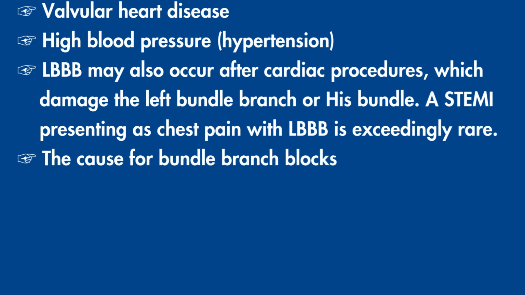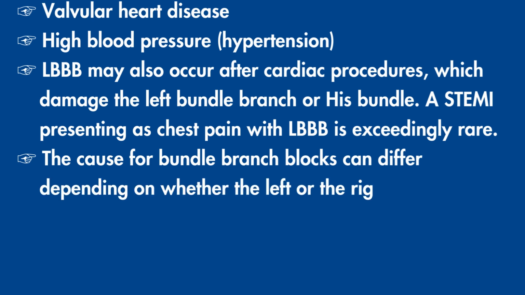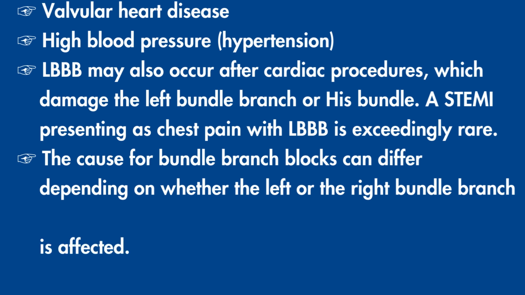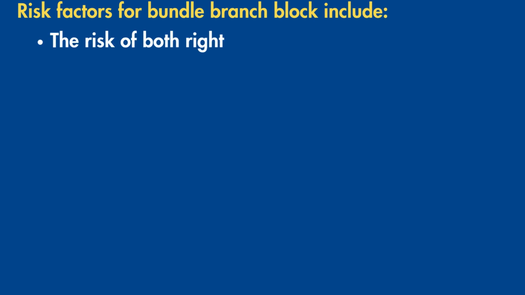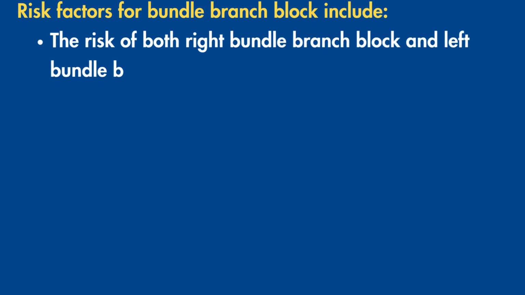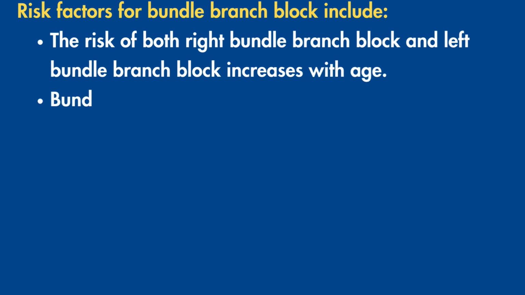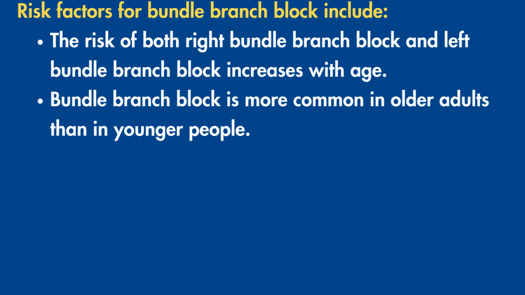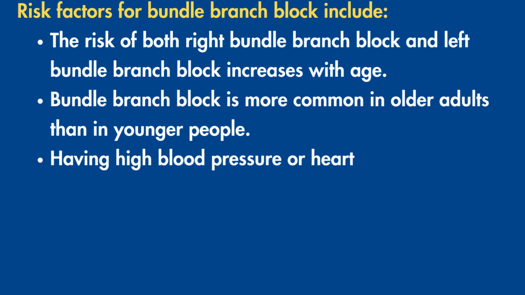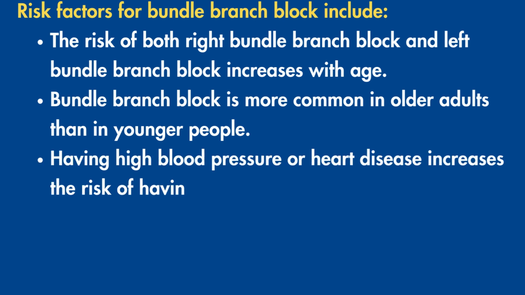The cause for bundle branch blocks can differ depending on whether the left or the right bundle branch is affected. Sometimes there is no known cause. Risk factors for bundle branch block include the following. The risk of both right bundle branch block and left bundle branch block increases with age. Bundle branch block is more common in older adults than in younger people. Having high blood pressure or heart disease increases the risk of having bundle branch block.